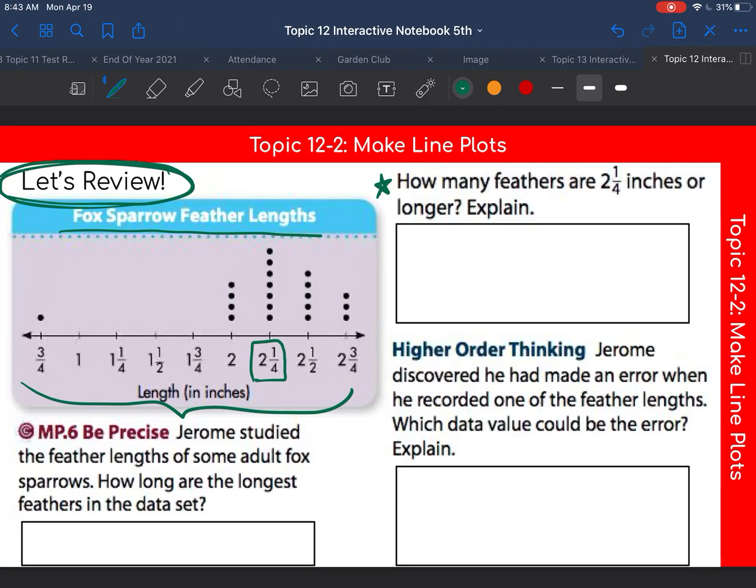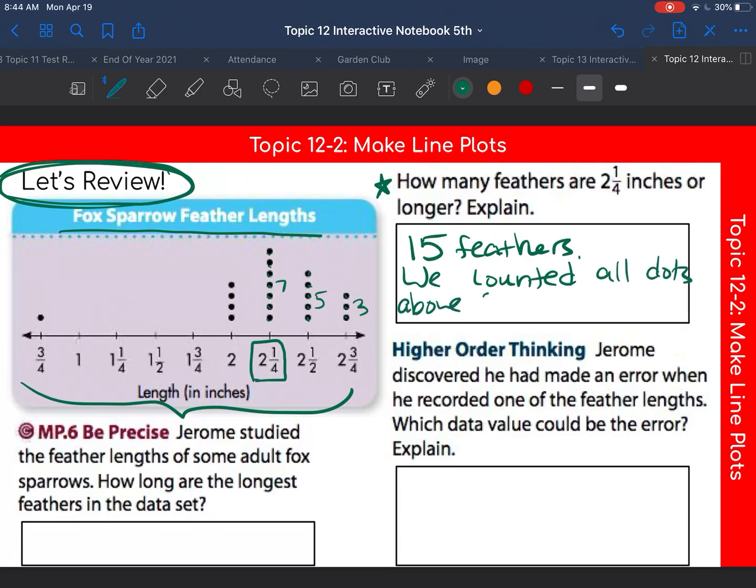So if we counted all of those, 1, 2, 3, 4, 5, 6, 7 for 2 1/4, 1, 2, 3, 4, 5 for 2 1/2, and 1, 2, 3 for 2 3/4. We added all those together, 7, 8, 9, 10, 11, 12, 13, 14, 15 feathers. And it says explain. We can just say we counted all dots above 2 1/4, 2 1/2, and 2 3/4.